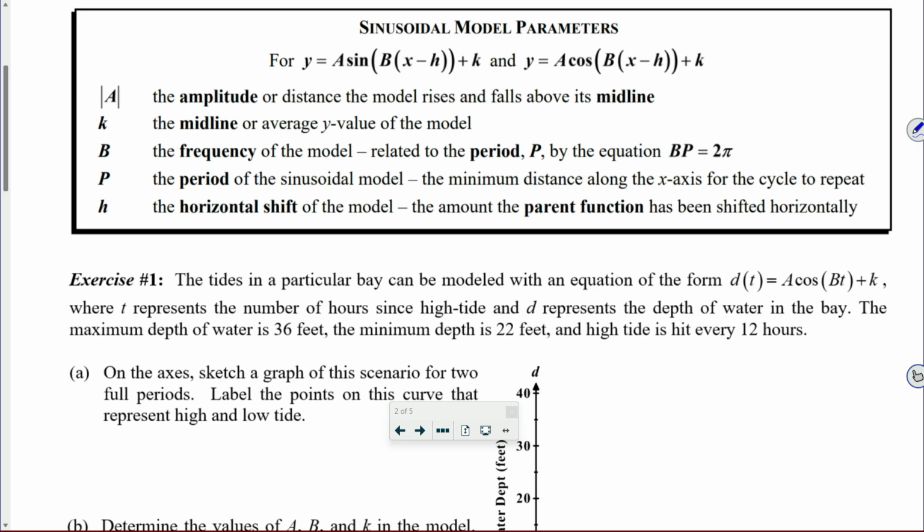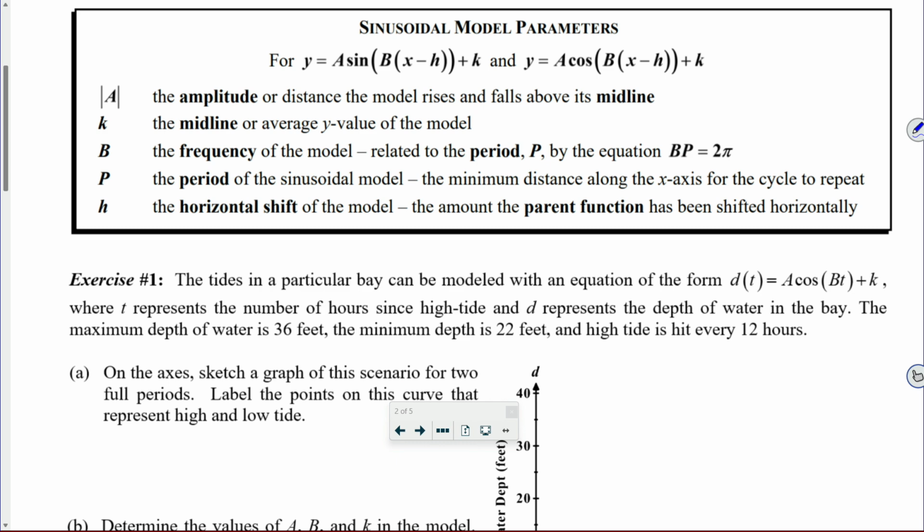Sinusoidal model parameters. That's a great word, isn't it? Sinusoidal. So for y equals a times the sine of b times x minus h plus k, and its cosine version, the absolute value of a is known as the amplitude, which is the distance that the model rises and falls above its midline. K is the midline, or the average y value of the model. B is known as the frequency of the model, and it's related to the period p by the equation b times p equals 2 pi.